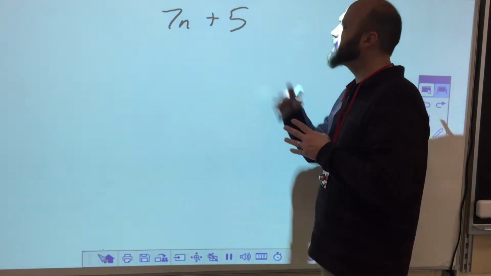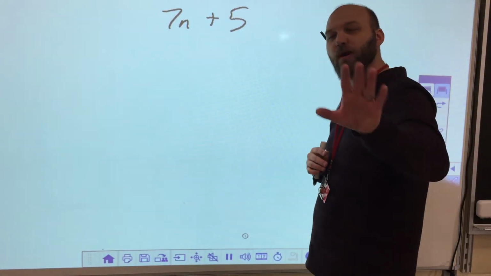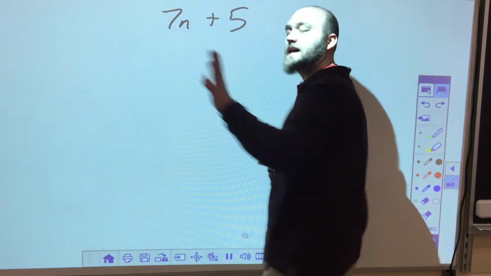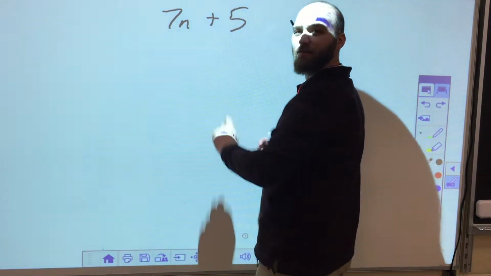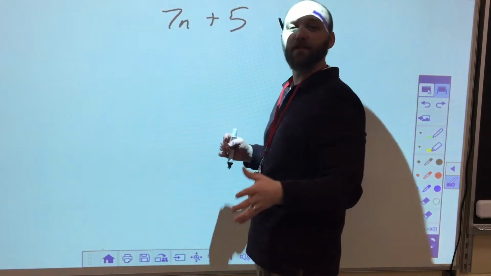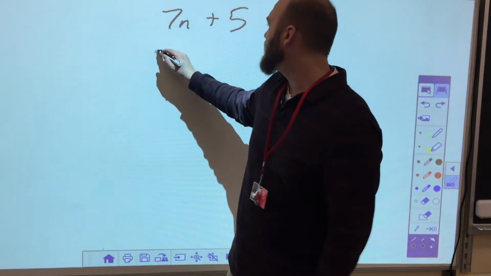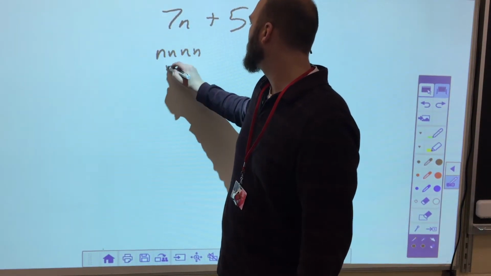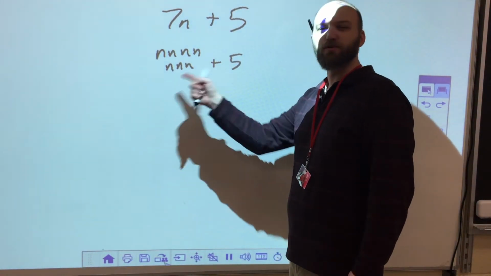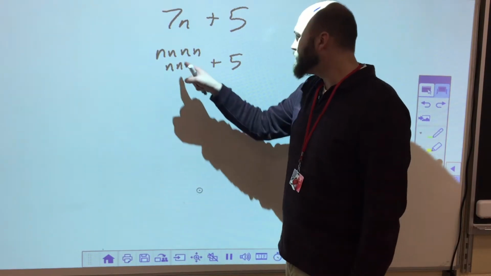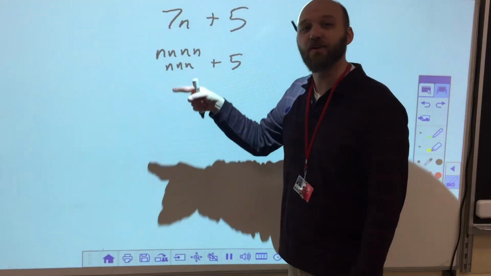A lot of students look and they go, well, I can add 7 and 5. But you have to realize that 7 is not its own number. 7 is how many n's that I have. So whatever n is, I have 7 of them. So even if I looked at this as 7 plus 5, can those two things go together? No, because n's are not 5s and 5s are not n's.